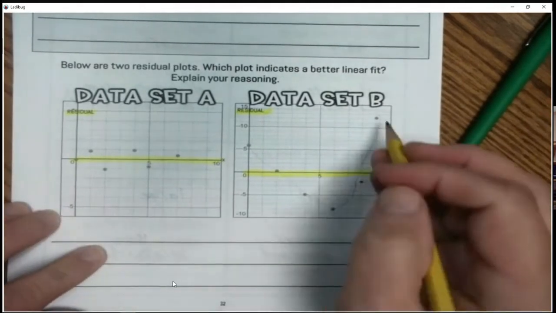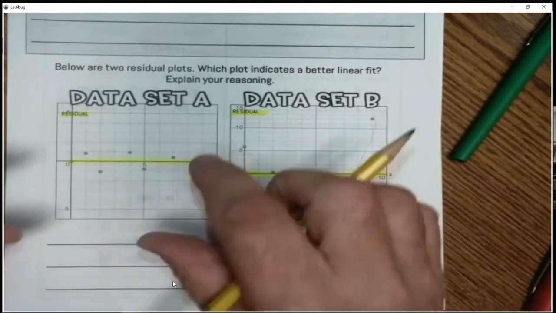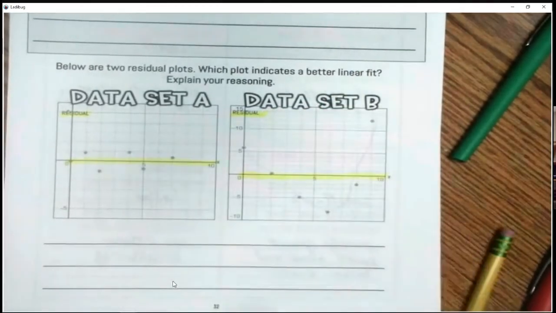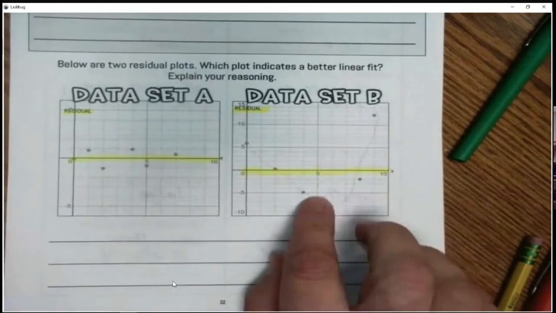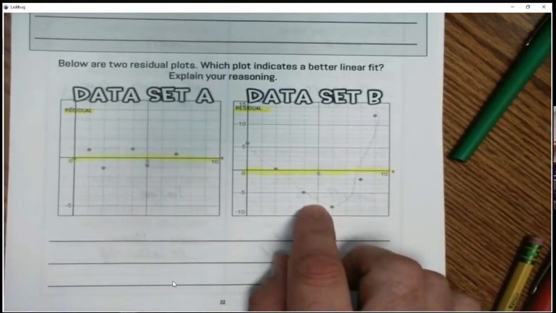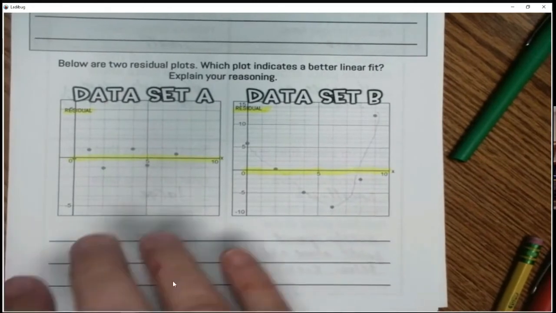Doesn't even look linear. Now, this is closer and tighter to the x-axis. So that's closer to a line, and this is way off. So this is a terrible linear fit. This is not linear data. We would need to use a different model for that than what we have there.